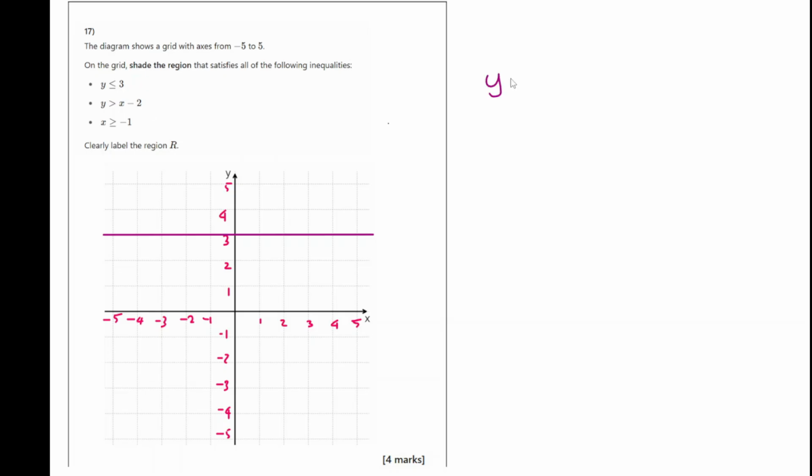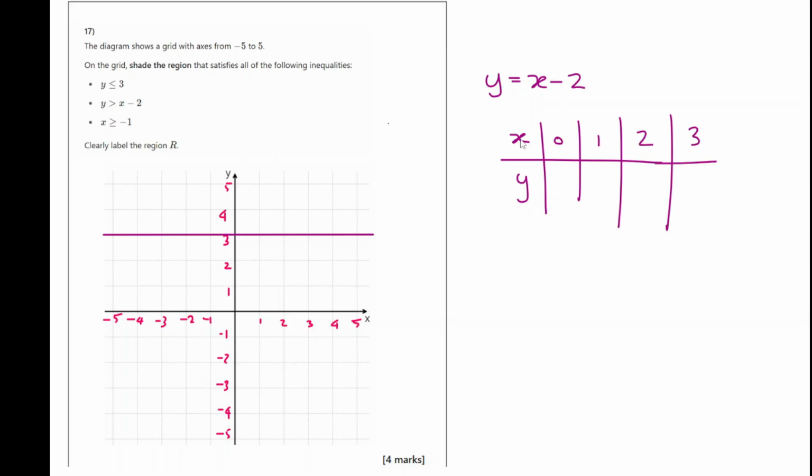To do that, we need to get y is equal to x take away 2 graph. So we need to take a few x values and y values. Let's just get 2 or 3 values really. So when x is 0, 0 take away 2 is negative 2. When x is 1, 1 take away 2 is negative 1. Let's put 2 here, 2 take away 2 is 0. Put 3 here for x, 3 take away 2 is 1. So we have these points now.